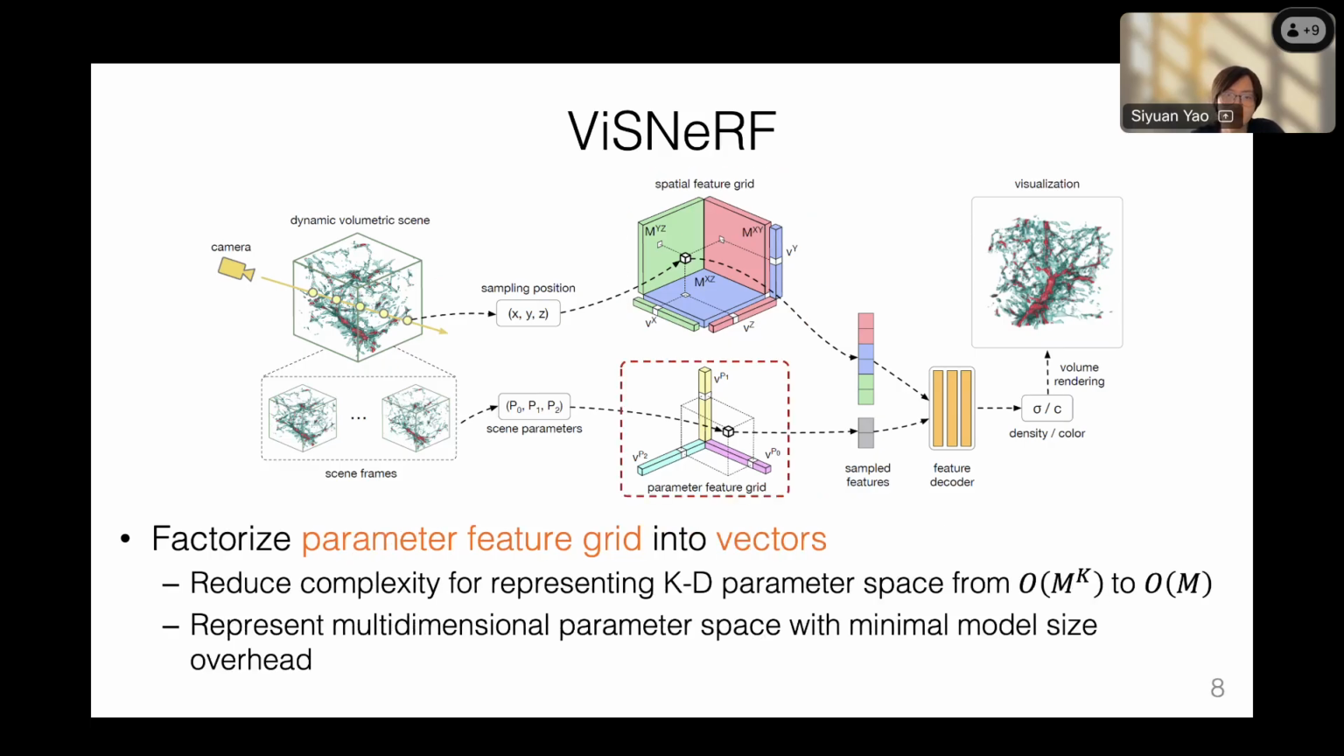We also factorize the feature grid into vectors so that we reduce the complexity for the parameter space from O(M to the power of K) to O(M). In that way, we are able to represent a scalable multidimensional parameter space with minimal model size overhead.